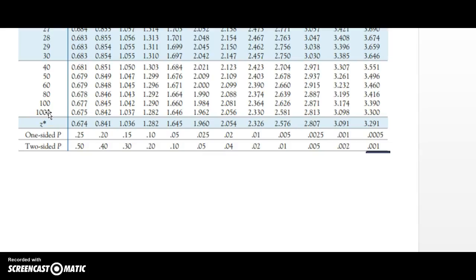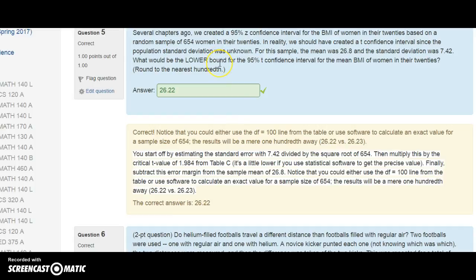Now ideally you would use technology to get the precise critical t here, but since we can't do that, we just choose one of these. And typically if you have to make the choice, you go conservative. In other words, you pretend that your sample is less than what it really is. You move up the chart to the nearest row. So we would take this 1.984 as our critical t in that confidence formula.